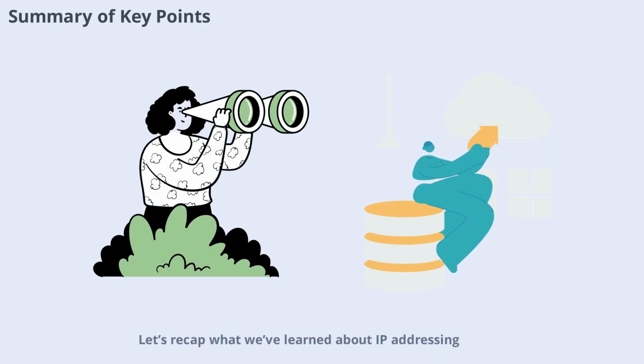Let's recap what we've learned about IP addressing. We covered the basics of IPv4 and IPv6, how addresses are assigned, and the importance of security and management. Understanding these concepts is essential for anyone working with networks, whether at home, in business, or in the cloud.